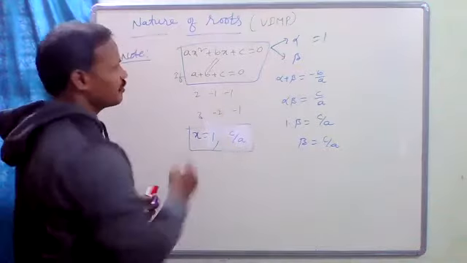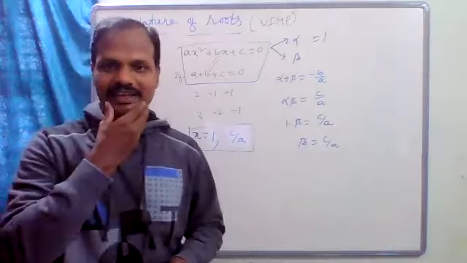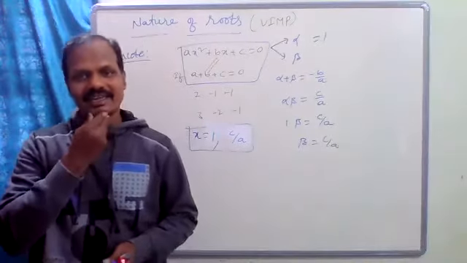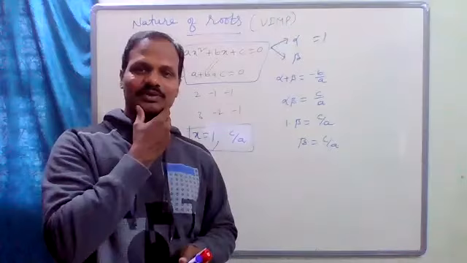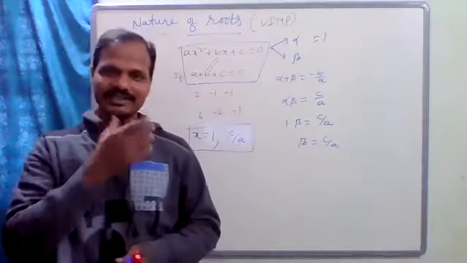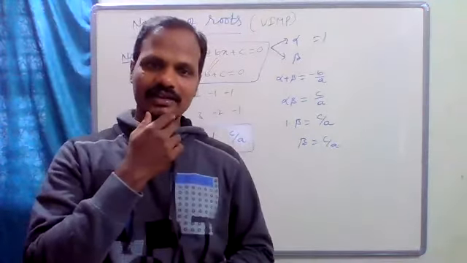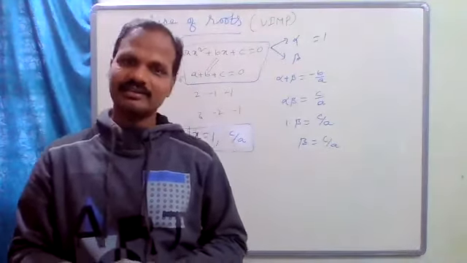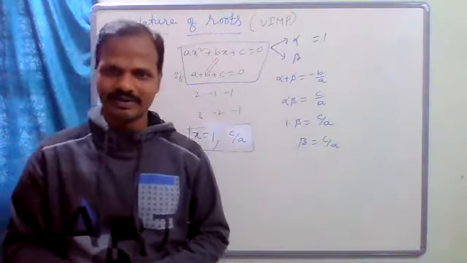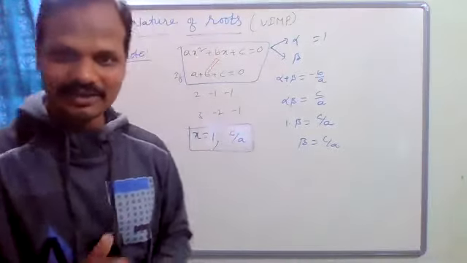So this is the important point. Is it clear to everybody? In the quadratic equation ax² + bx + c = 0, if a + b + c = 0, that is, the sum of the coefficients is 0, then the roots are 1 and c by a. Good. Now I will ask a similar question.